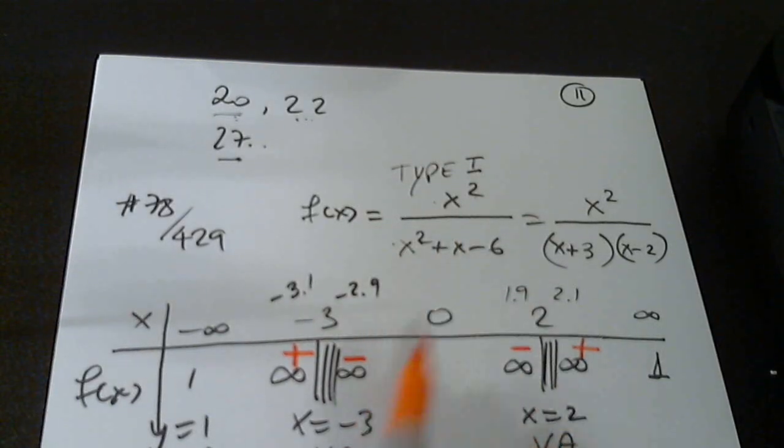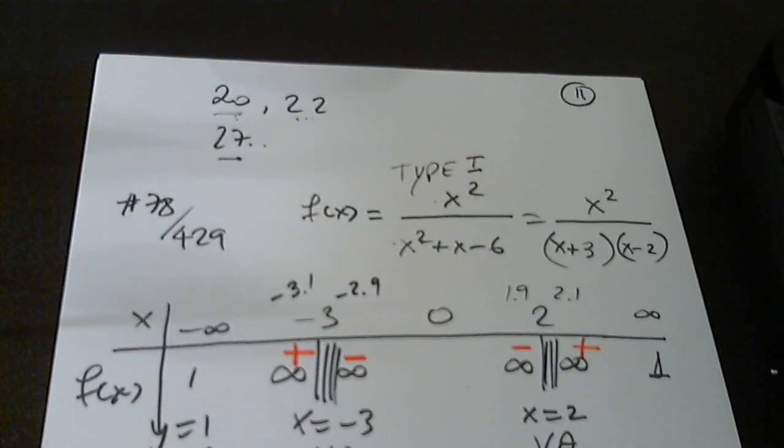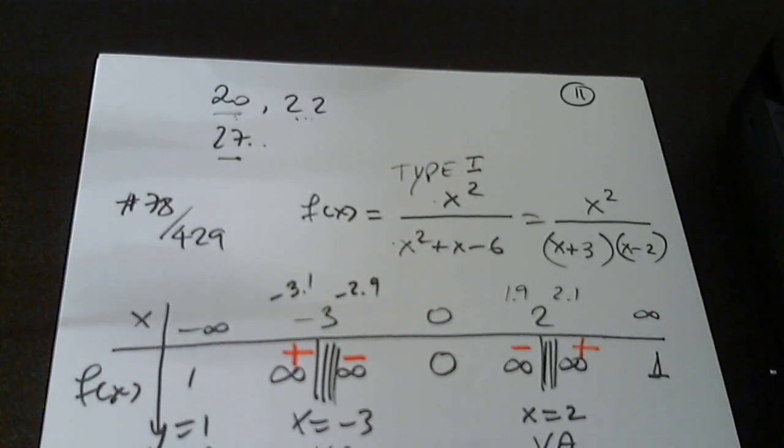So plug in 0 and tell me what you get. F of 0 is? F of 0 equals? Is it just 0? Yes, 0 over -6 is 0, indeed. Done.